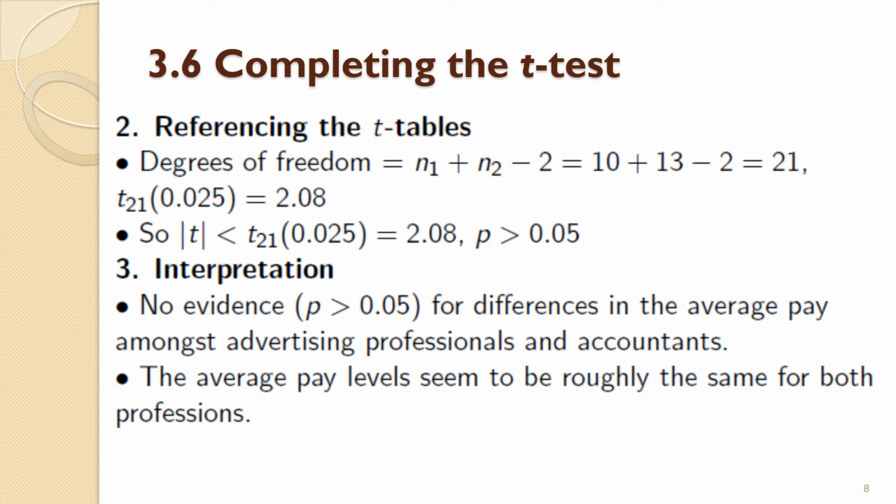and then the interpretation, which is another important part of this course, with a view towards dissertations and actually implementing these things ultimately. So there is no evidence, p bigger than 0.05, for differences in the average pay amongst advertising professionals and accountants. So the average pay levels seem to be roughly the same for both professions. There is a cross-check that you get in a sensible, real-world, common-sense interpretation here: similar professions which seem to offer similar levels of average pay.